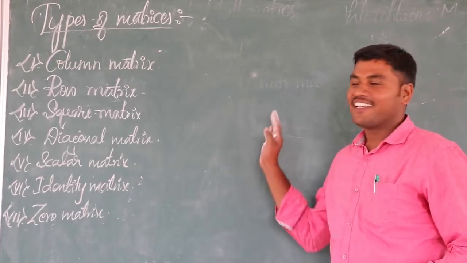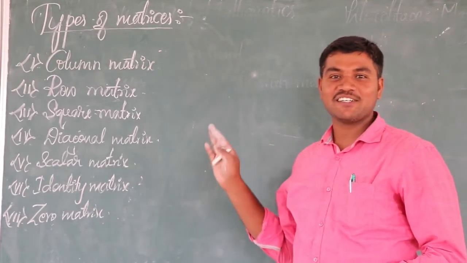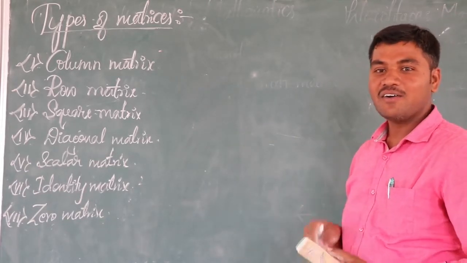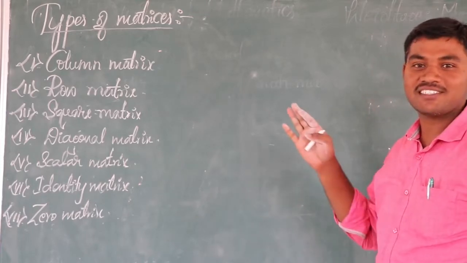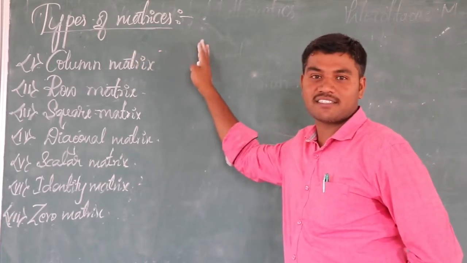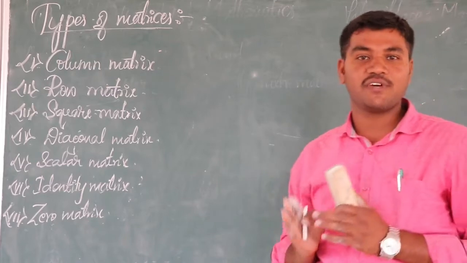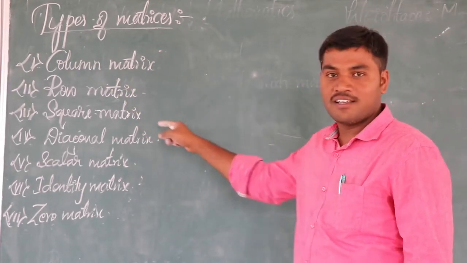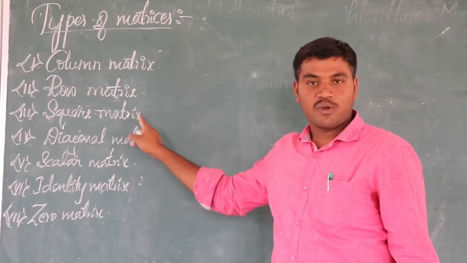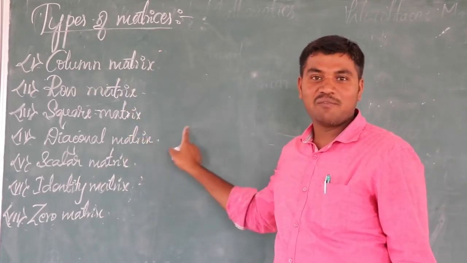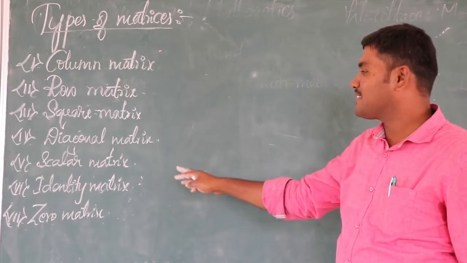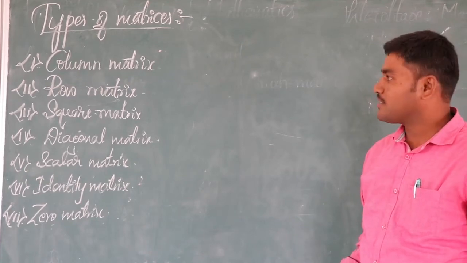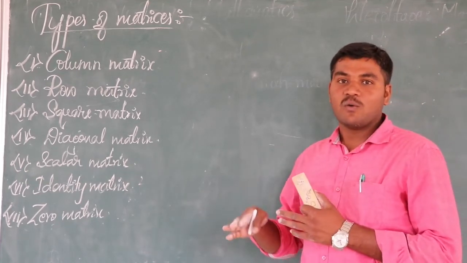As our students, in the last class, you have discussed matrices and the order of matrices, right? Now, in this video, we are going to discuss types of matrices. The matrices are classified into 7 types. They are column matrix, row matrix, square matrix, diagonal matrix, scalar matrix, identity matrix, and finally zero matrix. So now let us discuss one by one.